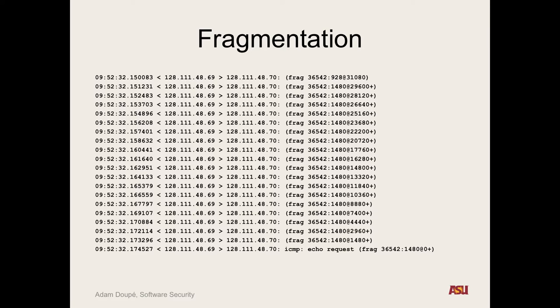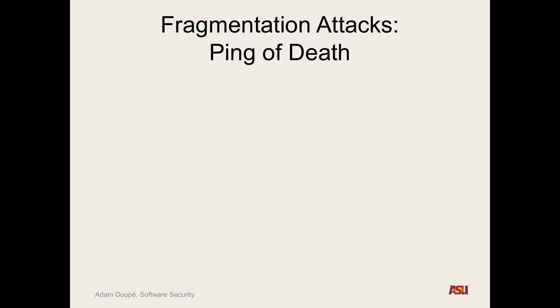Cool. So this seems like a pretty simple mechanism: split packets, send packets. But it causes a lot of security problems. One classic problem was what they call the ping of death. The idea is that the operating system has to reassemble the original packet. The receiving host has to reassemble the packet, and it does this by calculating offsets.